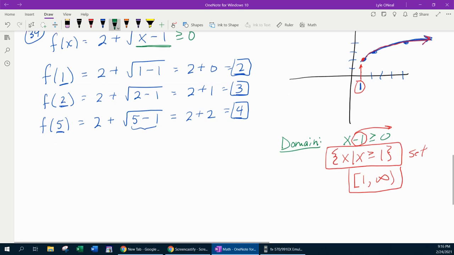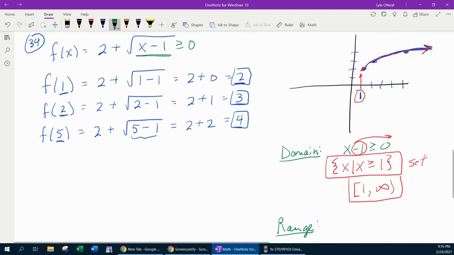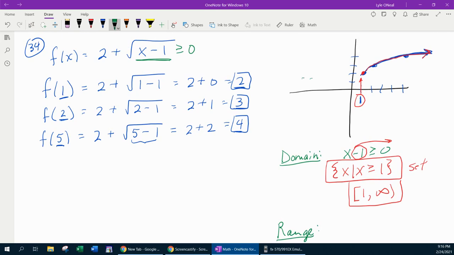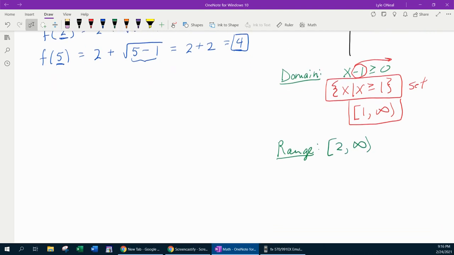Now, how about the range? Remember, the range are the values that y can be. Notice that this graph doesn't exist below 2. Y equals 2 is where this graph starts existing, and then it's going to increase upward forever. So the range is going to be everything from 2 to infinity. That would be interval notation.